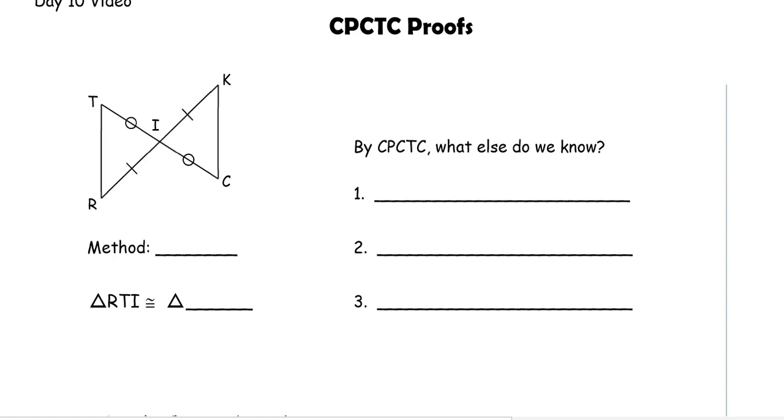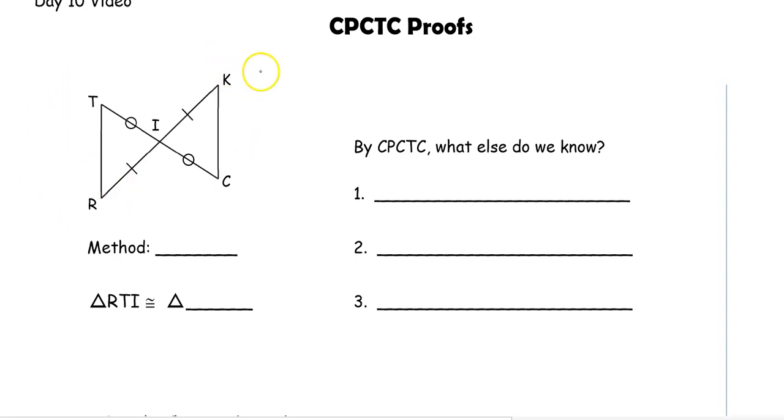Today's video we are going to be continuing with proofs, but we're going to go to CPCTC proofs. So we're going to go beyond just proving our triangles are congruent. We're going to prove that pieces of our triangles are congruent. So we're going to start by reviewing what we know.